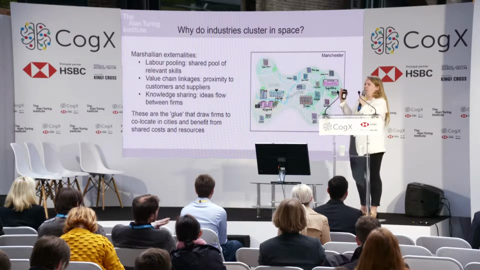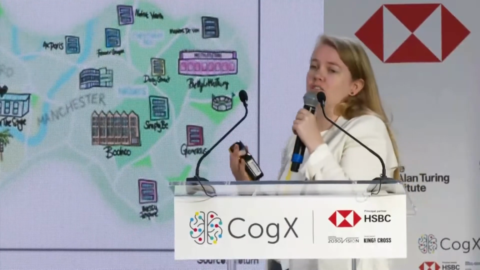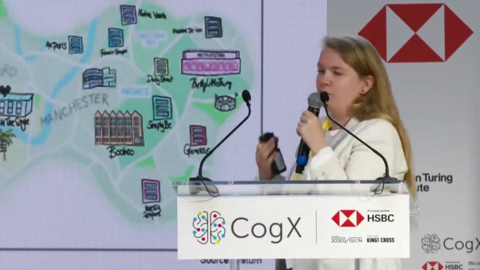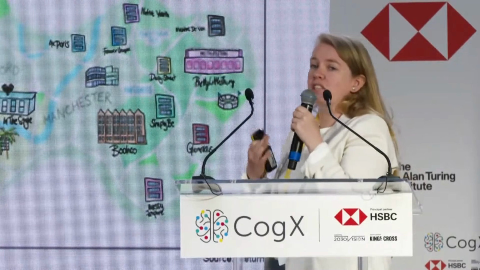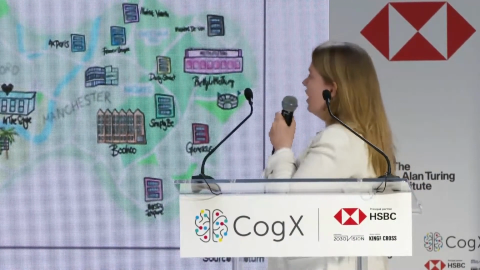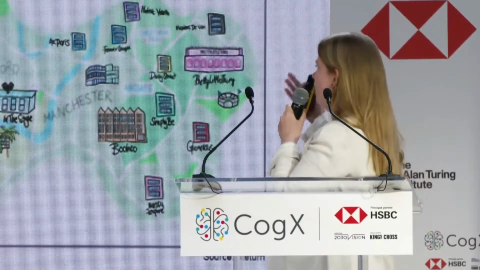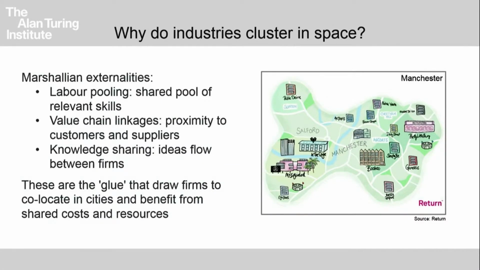In the late 1800s, Alfred Marshall suggested that there were three main channels or factors at play. The first one is labor pooling, the idea that industries tend to locate with other industries that share similar skills. This graphic shows Manchester, a cluster of textiles firms together with online textile and clothing retailers. This is an example of a cluster of slightly different industries that have chosen to locate in close proximity in order to benefit from a shared skill pool.